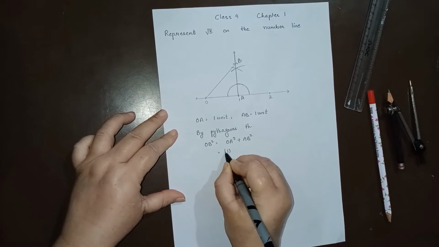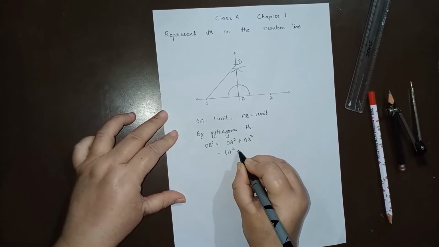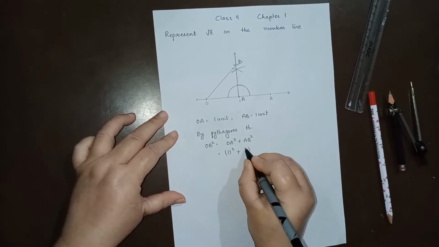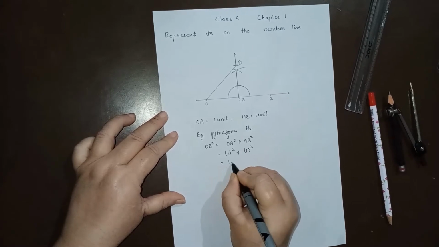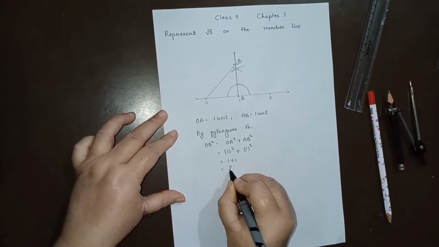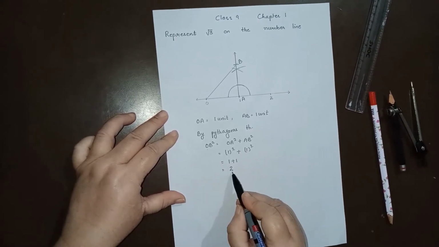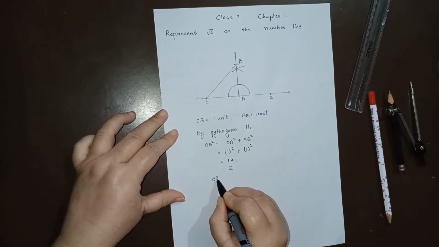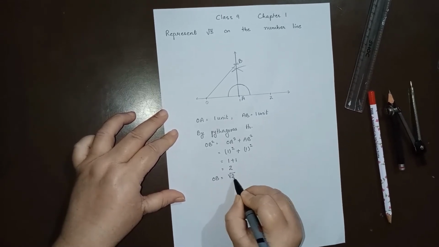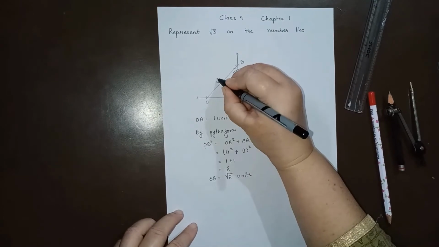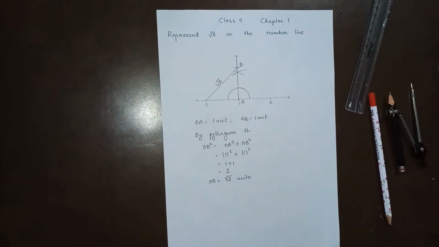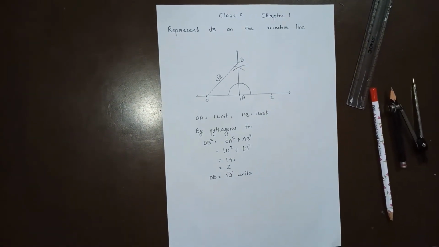OA is 1 unit. AB is also 1 unit. So this is 1 plus 1. This is 2. OB square is 2. That is, OB is square root of 2. This OB is square root of 2. But we have to represent root 3 on a number line.